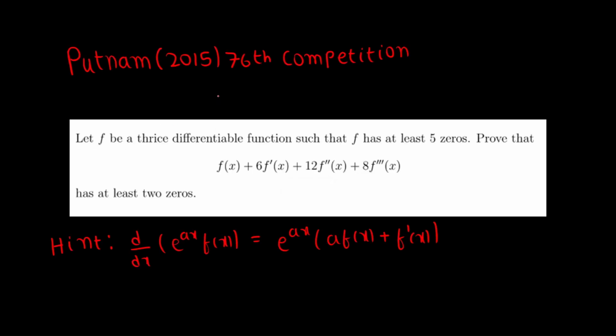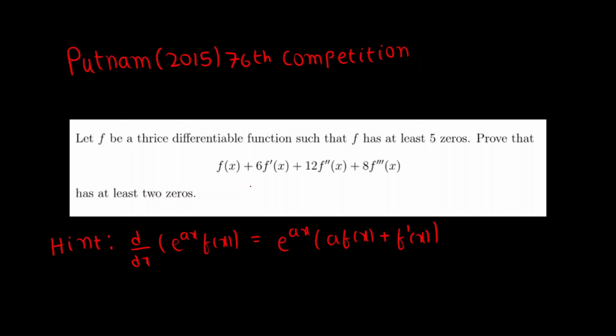I hope everyone understood. Now you can try some problems. This is a homework problem 1. And now the other question is from Putnam 2015. It says let f be a thrice differentiable function such that f has at least 5 zeros. You can say that those 5 zeros are distinct. You need to prove that this expression will have at least 2 distinct zeros.